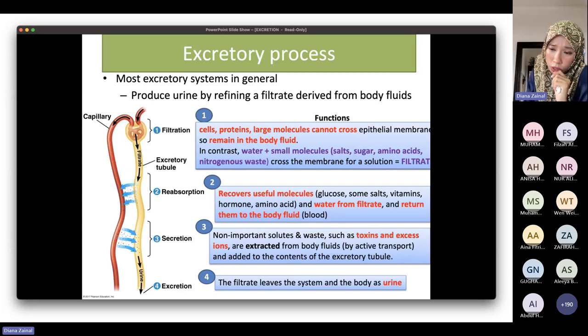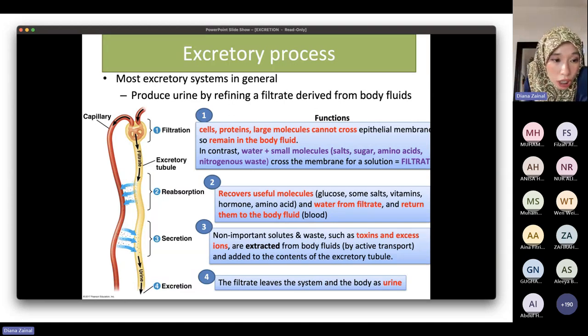Excess ions, too much ion, is going to disrupt your blood pH as well, so it's going to be extracted out from your body fluid through active transport. Remember this: for any kind of ion or mineral salts, in the human body or in plants, they involve active transport, meaning from lower concentration to higher concentration, and it needs ATP. It is added to the content of the excretory tubule. And when the filtrate leaves the system, meaning it leaves the kidney, then you call it urine. So that's the difference.